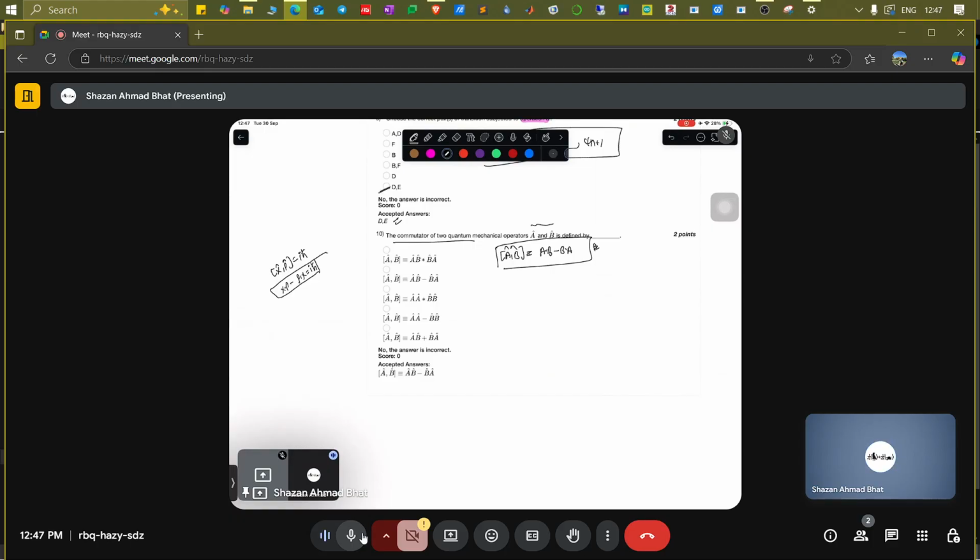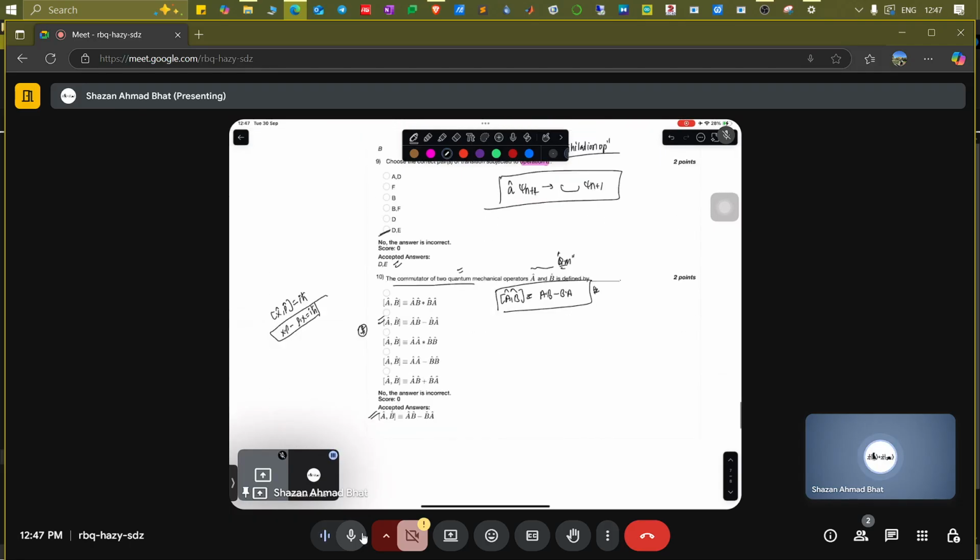The prerequisite of this course is basic quantum mechanics, and therein you discuss these commutators in detail. So the accepted answer is basically AB minus BA. This is the acceptable answer to this question.